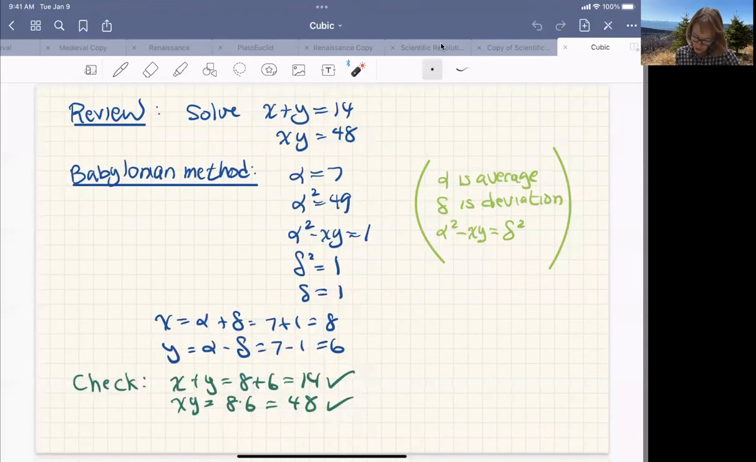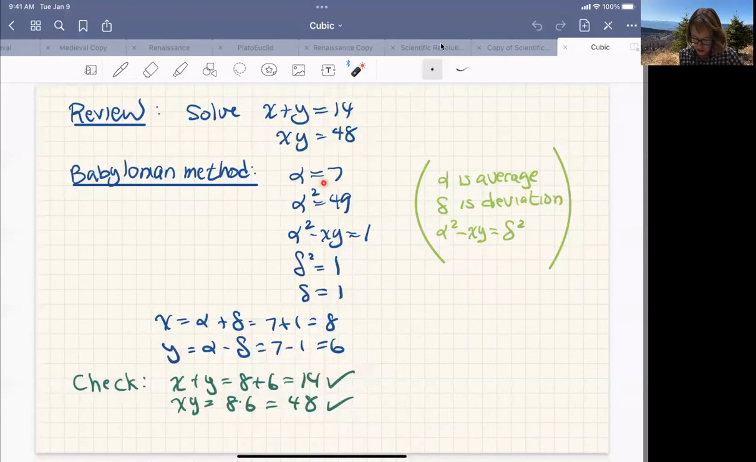And then there was a formula that alpha squared minus x times y is delta squared. And remember that we had a geometric derivation for this formula. So now let's go through the steps. So how would we find x and y?